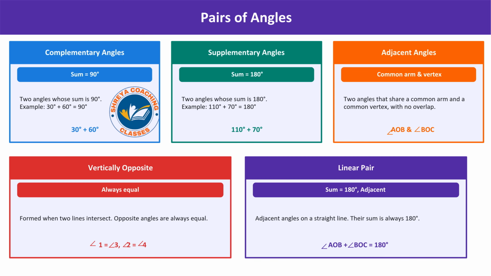Let's remember these 5 important facts. Complementary equals 90 degrees. Supplementary equals 180 degrees. Adjacent angles share one arm and one vertex. Vertically opposite angles are always equal. Linear pair angles are adjacent and add up to 180 degrees.